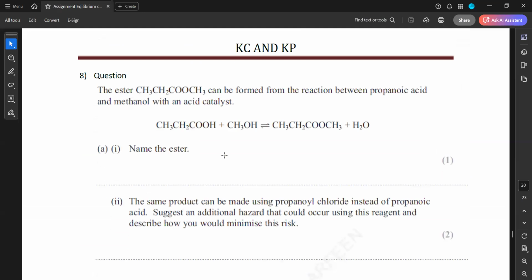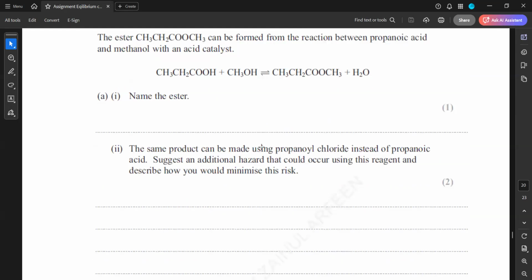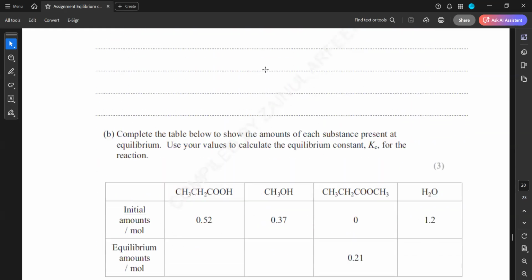Question 8. The ester can be formed by the reaction of propanoic acid and methanol. The first name of the ester is from the alcohol and the second name is from the carboxylic acid. So what is the name of this ester? Methyl propanoate. The same product can be made by propanoyl chloride instead of propanoic acid. This is related to organic chemistry, so we'll skip it right now.